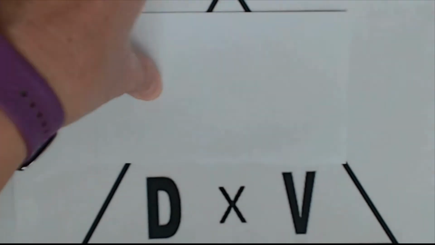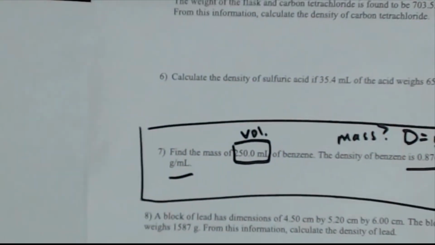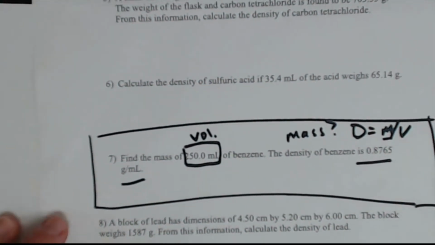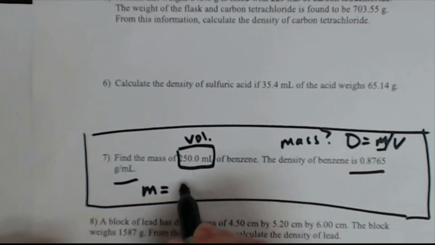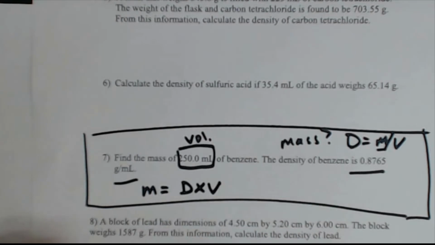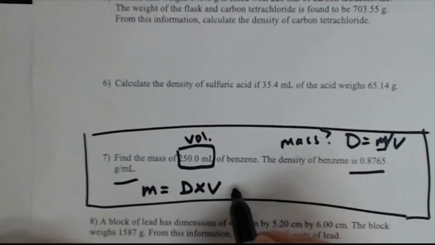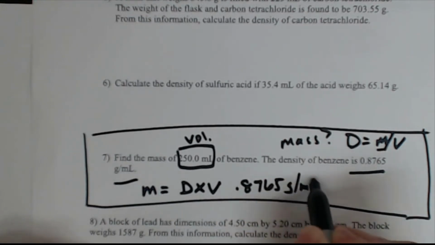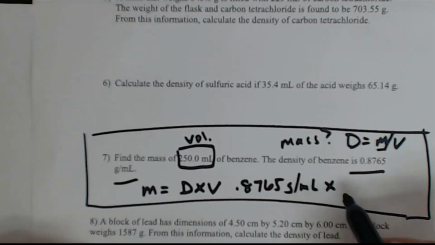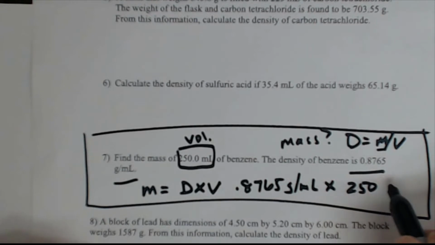Now let's go ahead and set that up on our problem. In this case, instead of D equals M over V, we have M equals D times V. The density is 0.8765 grams per milliliter, and we're going to multiply that times 250 milliliters of benzene. All right, and now we're just going to multiply.